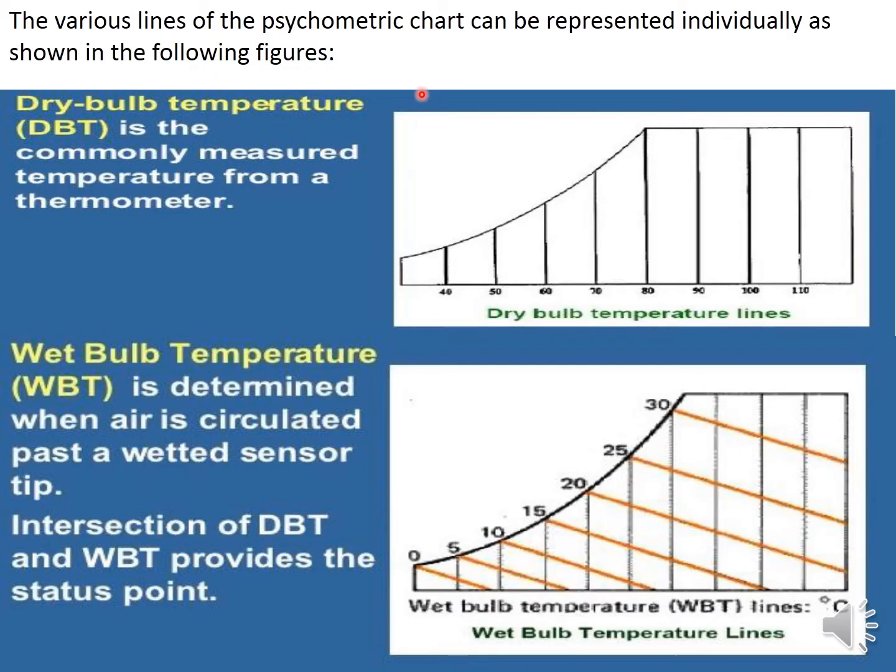So various psychrometric chart lines can be individually represented like this. If I eliminate all the other parameters like WBT, specific humidity, relative humidity, specific volume lines, enthalpy lines, and only draw the dry bulb temperature, this chart looks like this. So these straight vertical lines which are cutting the x-axis will represent the dry bulb temperatures. So please note down, this 40, 50, whatever is shown here, these are dry bulb temperatures.